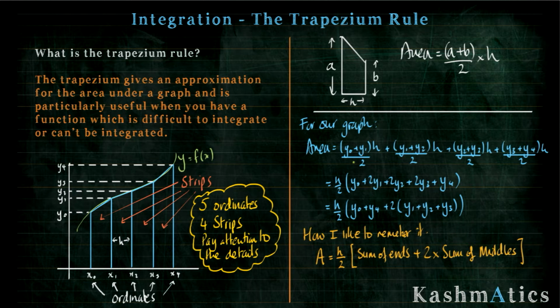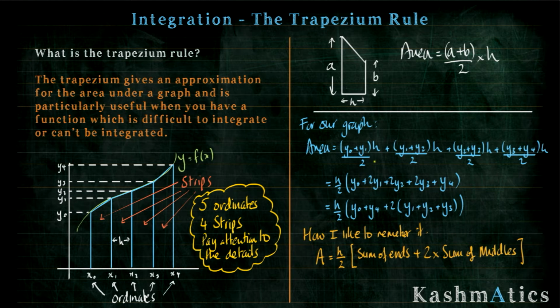So for our graph, this is the area of the first trapezium, this is the second one, this is the third one, and this is the fourth one. So I'll just go over one of them so you understand. So y0 plus y1, so y0, that's that vertical height, plus y1, that's that vertical height, divided by 2, which is what the formula says, multiplied by h, and that's the distance between them, that's the area of the first strip.